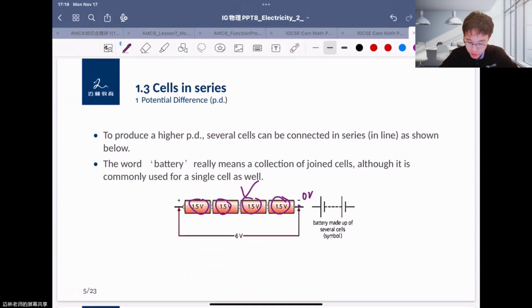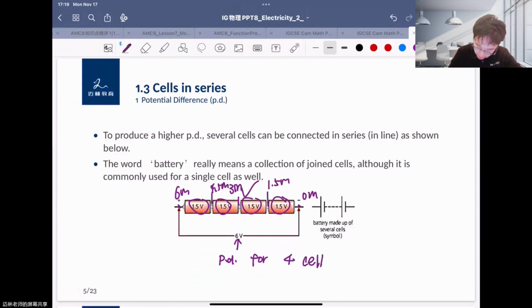If the lowest point is 0 meters, here it must be 1.5 meters, and here it must be 3 meters, because it's just pumping up, right? And here is 4.5 meters, and here is 6 meters, right? So we can say on the left and the right, there is a height difference of 6 meters. So this is for the height. And for voltage, there are just 6 volts, right? So we can say right here, the potential difference equals 6, just similar to the height difference right here, okay? So this means the potential difference for 4 cells or for a very big battery, right?